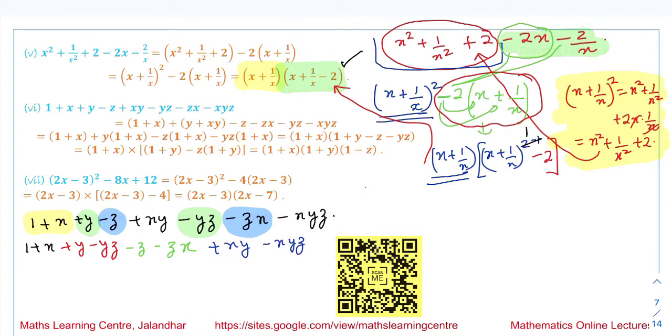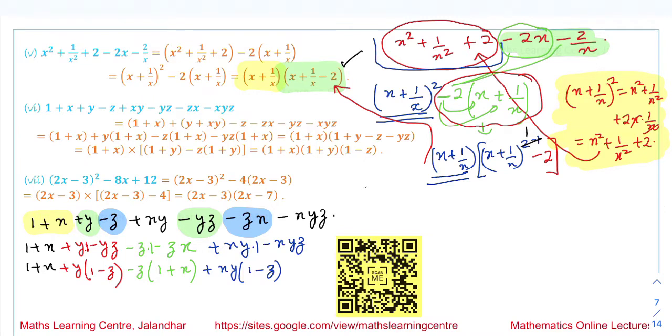So what we get is 1 plus x as it is. We cannot take anything common from this. From the next term we can take y common, so it is basically into 1. So we are left with 1 minus z. From the next term we take minus z common, so it is again into 1, so it is 1 plus x. And from the next term we are taking plus xy common, again into 1 is there, so 1 minus z.